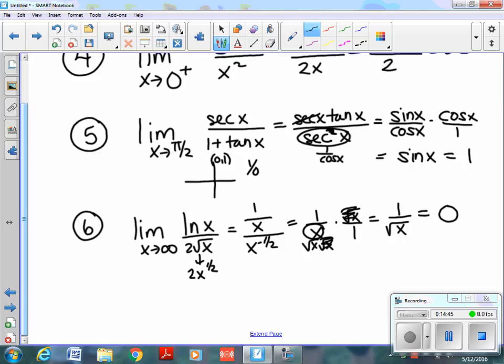I think that is plenty. I have one really long one, but I don't think I'm going to do it. I think you get the idea that the first time you do the derivative for L'Hopital's, if it doesn't work, do the second derivative and simplify it.